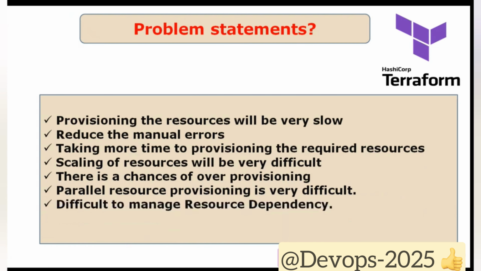Okay, so the next thing is it is difficult to manage the resource dependencies. For example, we need to create some EC2 instances and some dependencies are there. For example, we need to create a load balancer. The load balancer will depend on the EC2 servers. Once we create the load balancer, we need to attach the backend servers, which are the EC2 servers. If we have not created the EC2 servers and we try to create the load balancer, we cannot add the backend EC2 instances. Okay, like this, there are multiple dependencies.